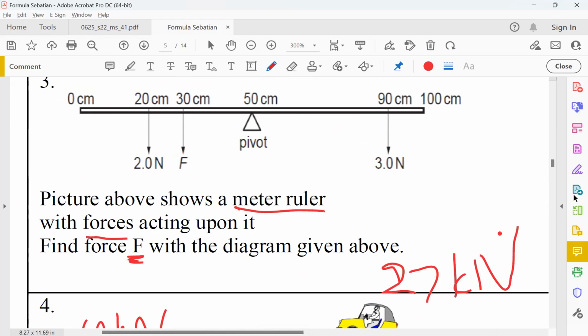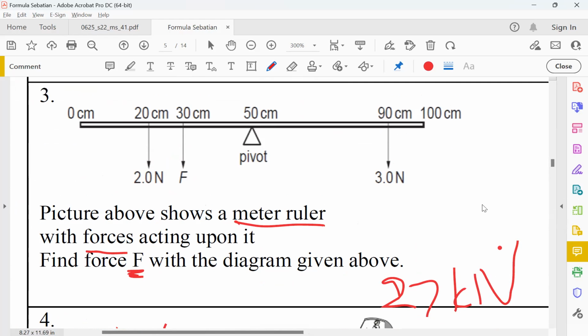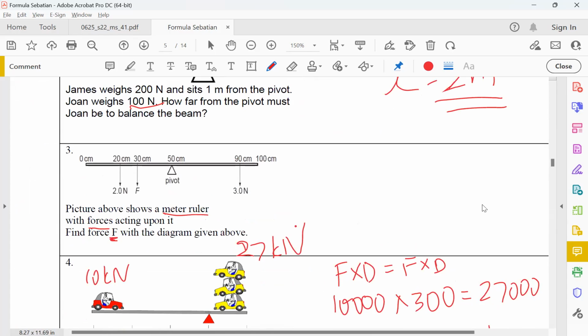First and foremost, I know that there are 3 forces here, so obviously the principle of moments in equilibrium must apply. Moments in equilibrium states that the total anti-clockwise moment must be equal to your total clockwise moment. This here is anti, this here is anti, and this is for clockwise. So from here, F1 D1 plus F2 D2 is equal to F3 D3.